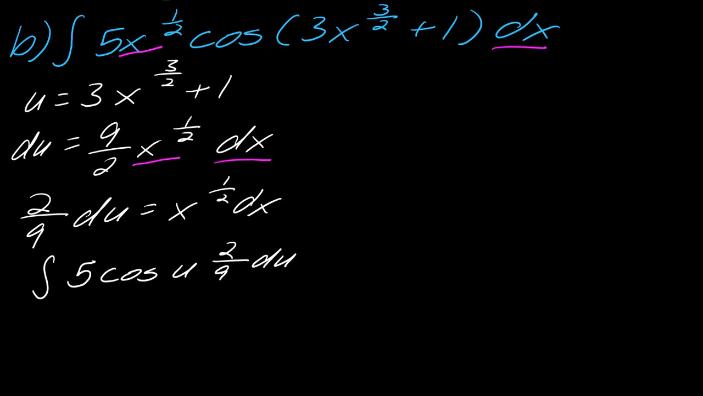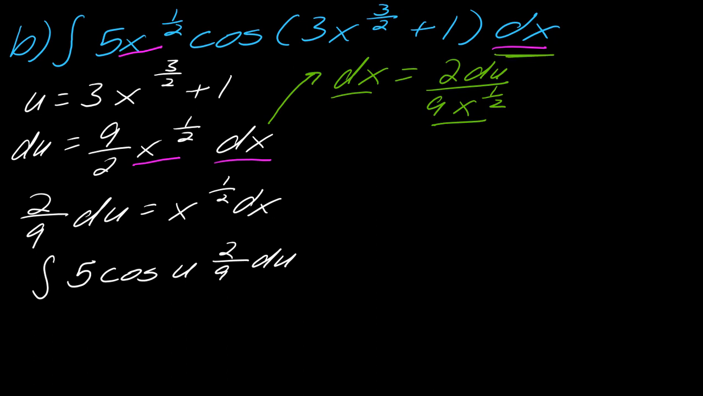Now, like I said, people also do this another way. So if I want to take this and solve this for dx, this would be the alternative way that you can do this. If you solve this for dx, you'll get 2 du over 9 x to the 1/2. So that's what this ultimately will be if I solve for dx. If I want to use this method, then basically I just replace my dx with this. So this would be the alternative way that you can do your substitution.